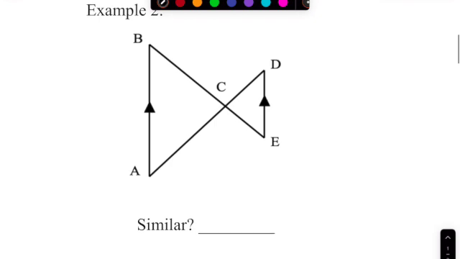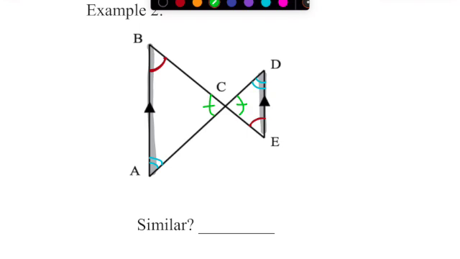Looking over here, I don't have any numerical values for my angles, but what I do have is parallel sides. And anytime that you've got parallel sides, remember that you've got some nice angle pairs. So I know that B and E are congruent because they're alternate interior angles. I know that D and A are congruent because those are alternate interior angles. And then I know that these 2 angles here are going to be congruent because they're vertical angles.